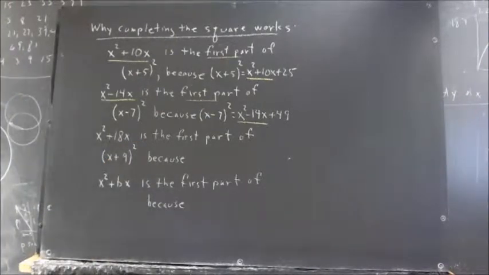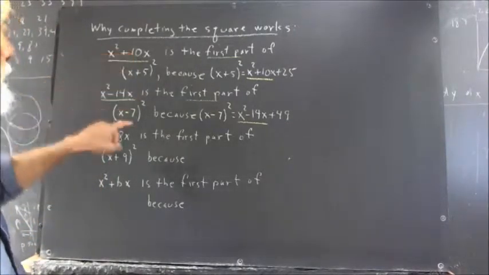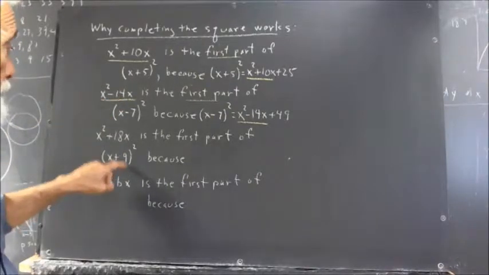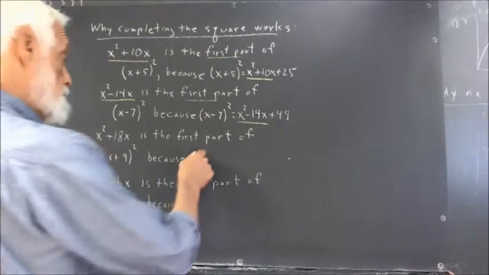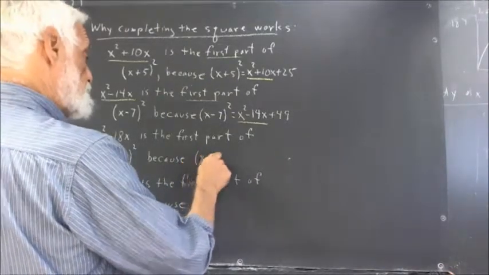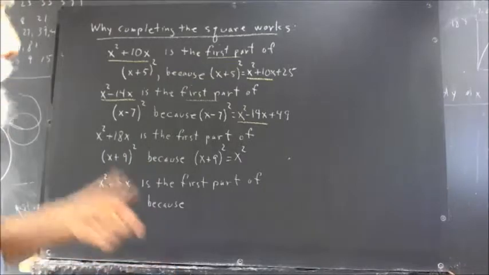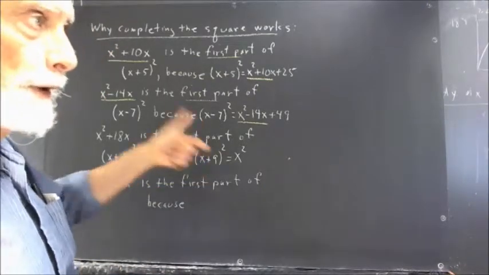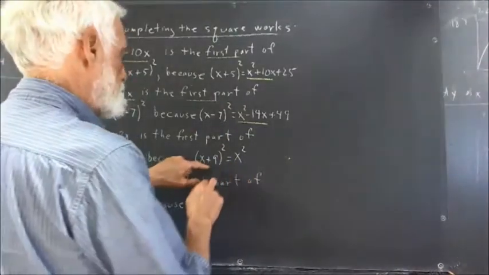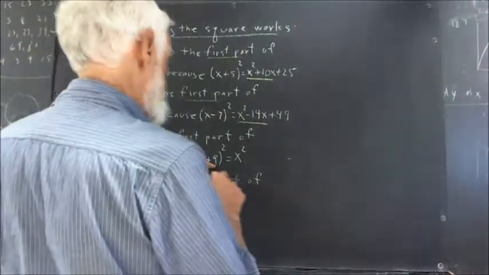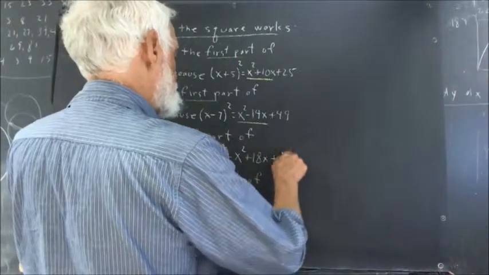Now, how do you get the 9? Well, if we notice, there's a pattern here. 5 is half of 10, negative 7 is half of negative 14, 9 is half of 18. And if we square this, what do we get? We get x plus 9 squared equals x squared. Now, if you use a special product formula, you know x plus a squared is x squared plus 2ax plus a squared. So the 2ax, a is 9, and 2 times 9 is 18. So it's plus 18x, and that's plus 81.